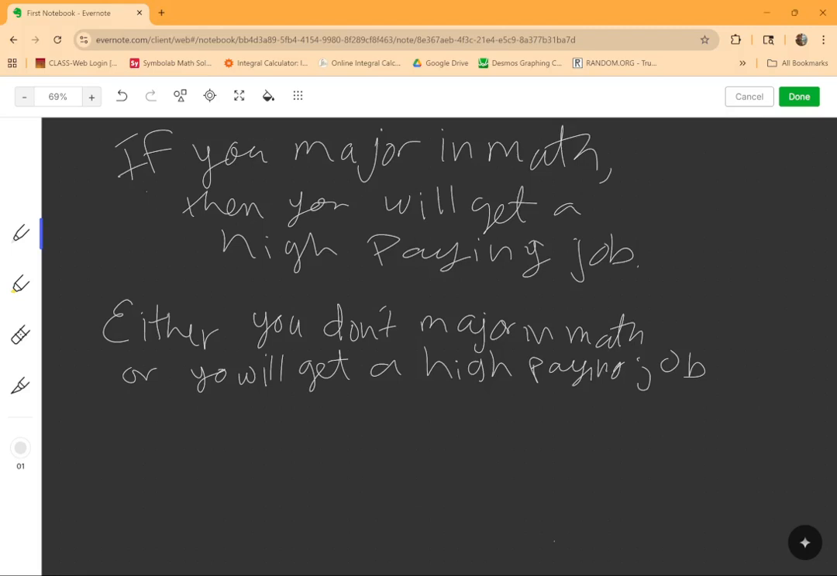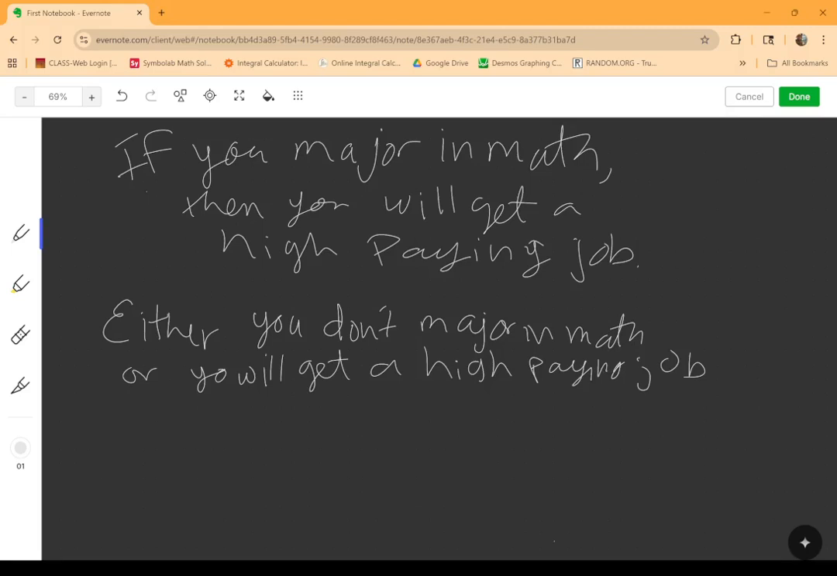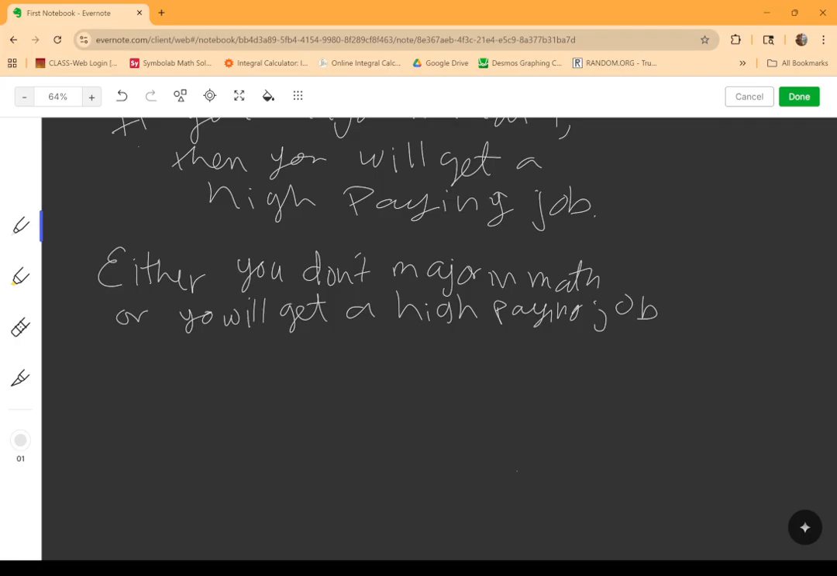Okay, so here in this section, we want to focus on truth tables. What we have in front of us here are two statements. The first states: if you major in math, then you will get a high paying job. And the second statement is: either you don't major in math or you will get a high paying job. So the question here is, when are they both true?